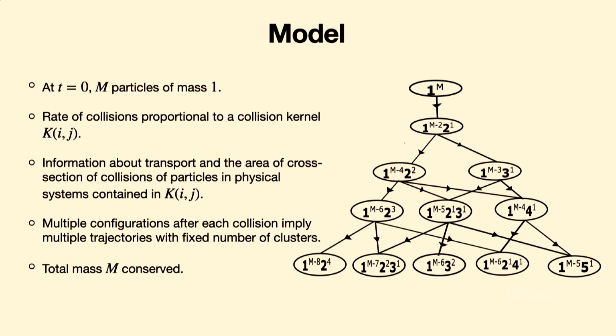What do I mean by trajectory? From the first collision to the last, that is the 4th collision, there is a path of arrows, right? Every such path is a trajectory. All the information about the shape of the colliding clusters, the area of cross section, even the transport information, everything is contained in this collision kernel K, which is a function of the colliding masses. And the total mass M is always conserved after every step.